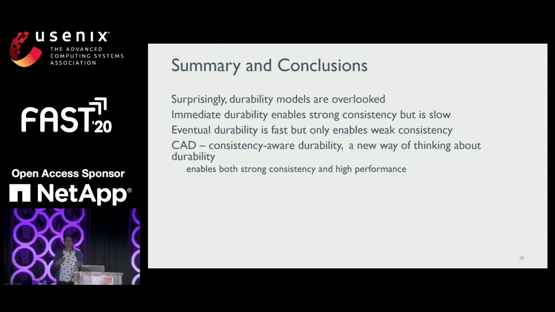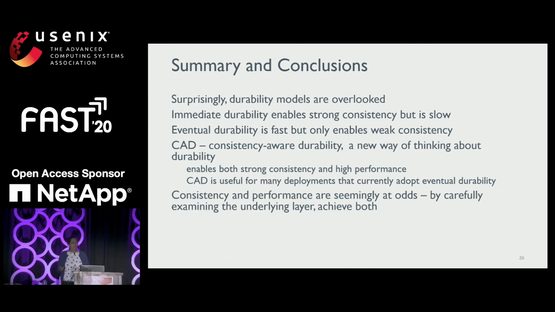So we introduced a new durability model in this paper that we call consistency-aware durability, which enables both strong consistency and high performance. And given that many systems currently adopt eventual durability, CAD enables a way for these systems to realize stronger consistency guarantees without compromising on the high performance that they already get. More broadly, consistency and performance are seemingly often at odds, and in this paper we show that by looking at the underlying durability layer of the system, we can achieve both.